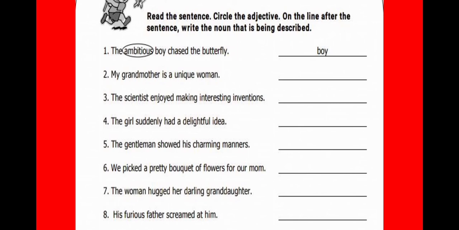Let's see the second one. My grandmother is a unique woman. So the word unique is telling us more about the noun, that is woman. So we will circle unique and we will write woman in the given blank. Let's see the third one. The scientist enjoyed making interesting inventions. So scientist is also a noun over here and invention is also a noun. But the word interesting is describing which noun? It is describing the noun inventions. So we will circle interesting and we will write the word invention in the blank.